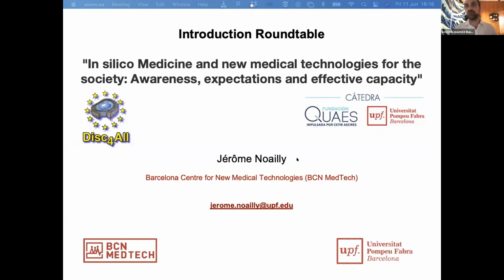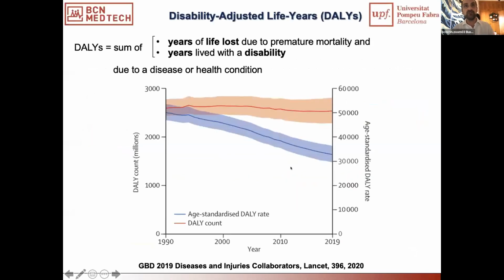This roundtable is co-organized by the QUAES Foundation and the University Pompeu Fabra through the chair that they have together, and the European project, This for All. I would start with this graph that represents the loss of life quality due to premature mortality and diseases in general. If we look at the curve that is normalized by age, we can see that along the years from the 90s to 2019, we have gained quality of life, because the loss of quality of life has decreased.